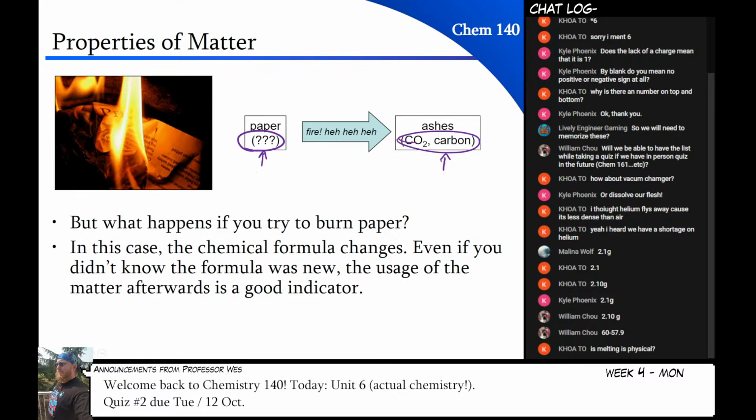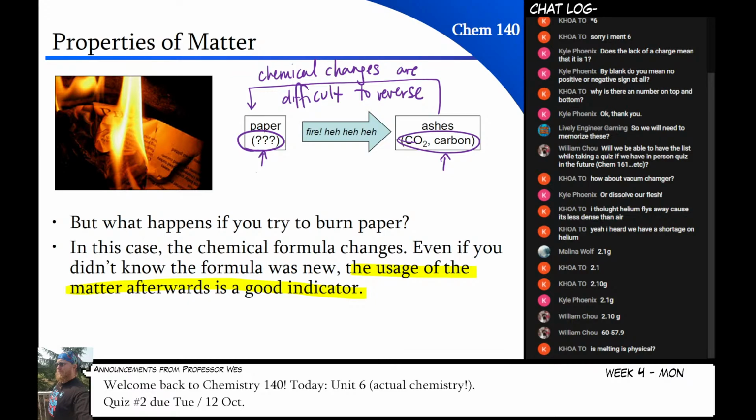Now, if you don't know that the formula is changing, what you can do is observe the properties of the substance before and after. And usually this works. Now, phase changes sort of screw this up a little bit, but you can always ask yourself if you can do the reaction in the reverse direction. For chemical changes, it's extraordinarily difficult to reverse this. How do I turn ashes back into paper?